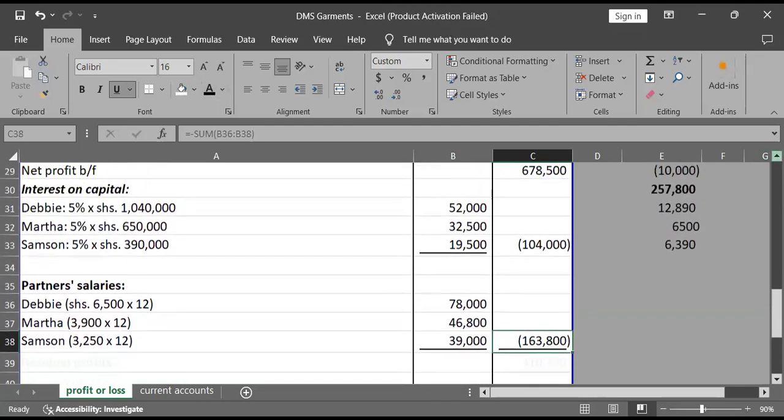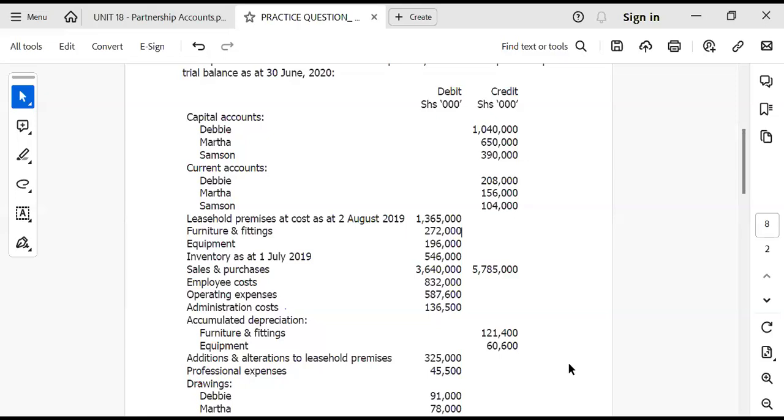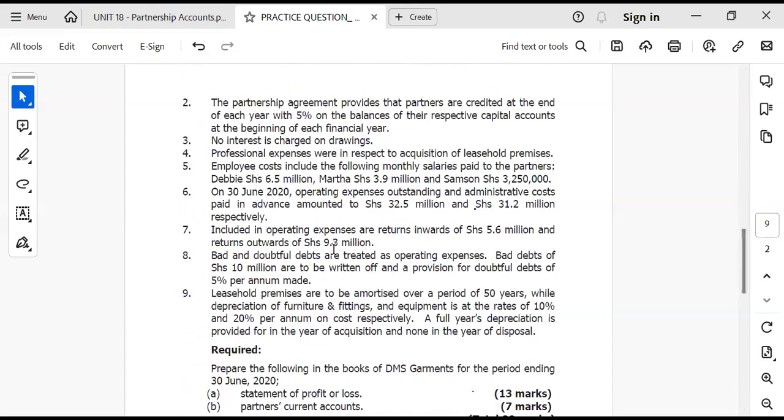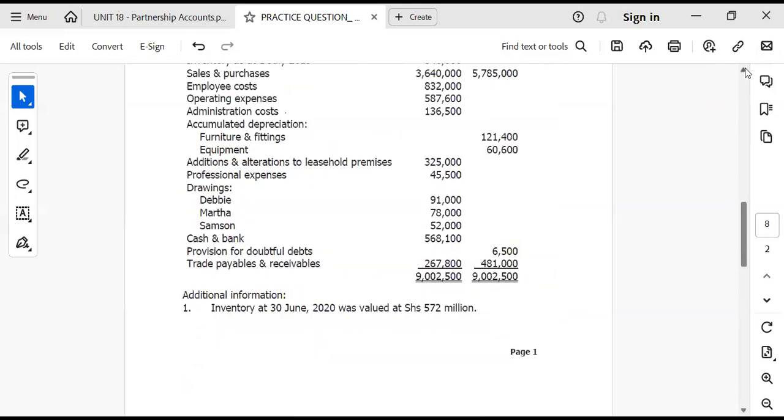So we don't have anything like drawings in this question. I want to believe so. They said that there are no drawings. I saw somewhere in the note them saying that there is no interest charged on drawings. Do we have anything like drawings in the question? Someone let me know when you see them.